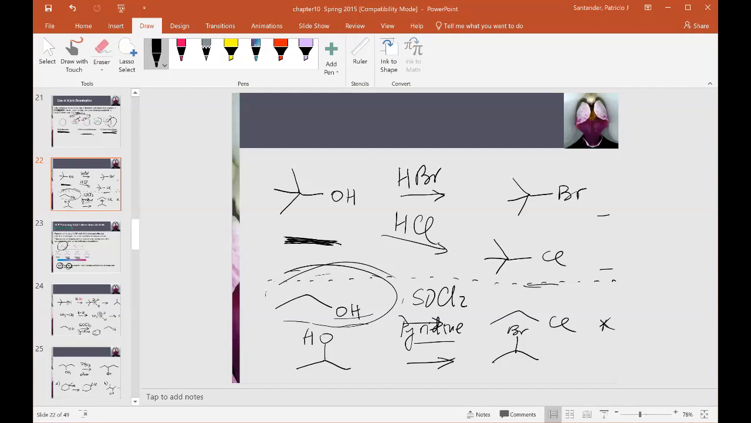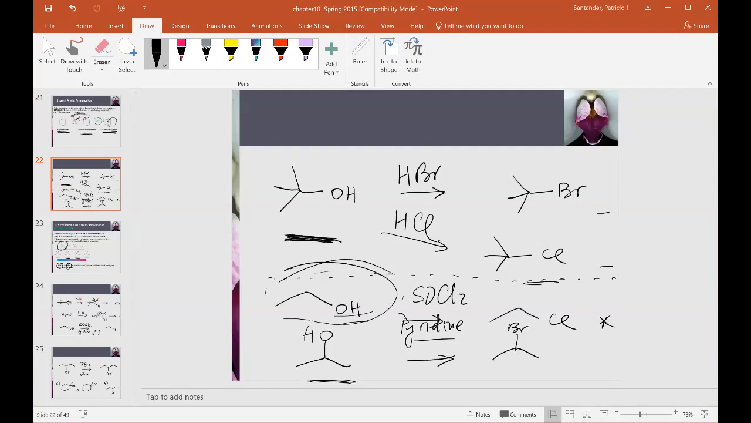If you want to make the secondary alcohol that I have here into the corresponding bromide, well, because it's secondary and not tertiary, I cannot use HBr. So the reagent that I will have to use will be PBr3. All right, so that is the deal there with the transformation of alcohols, depending whether they are primary, secondary, or tertiary. I will use different reagents to make the corresponding halide.